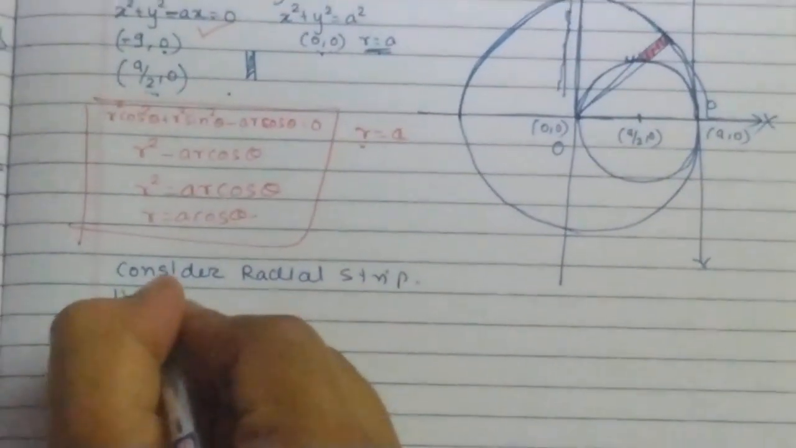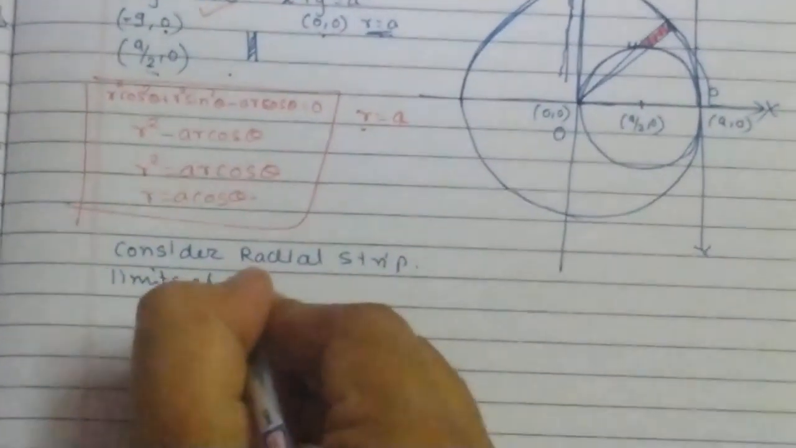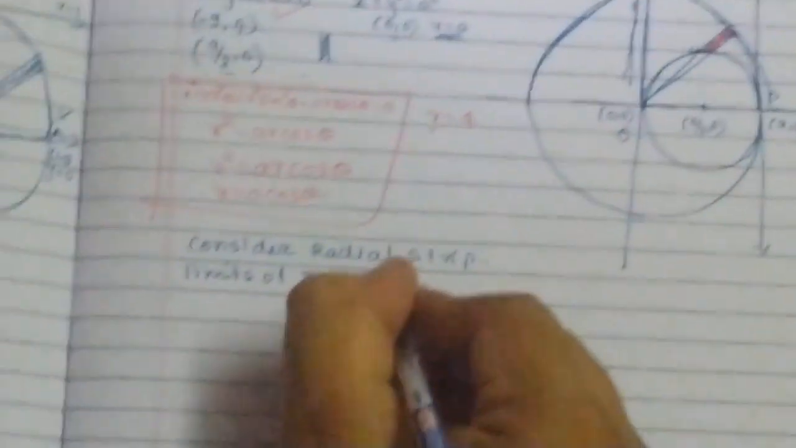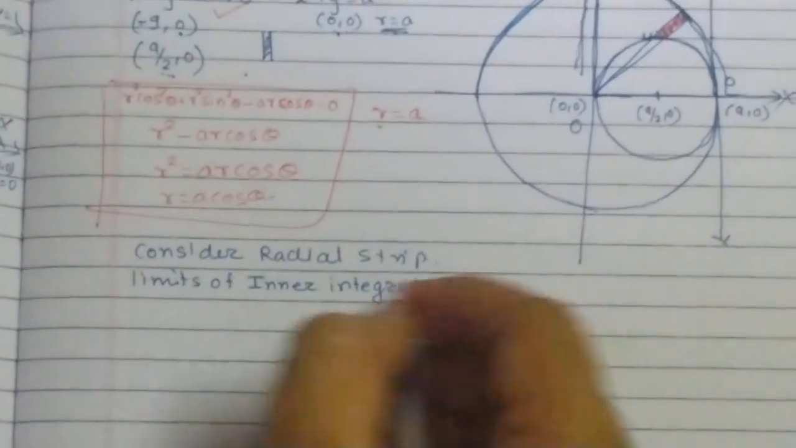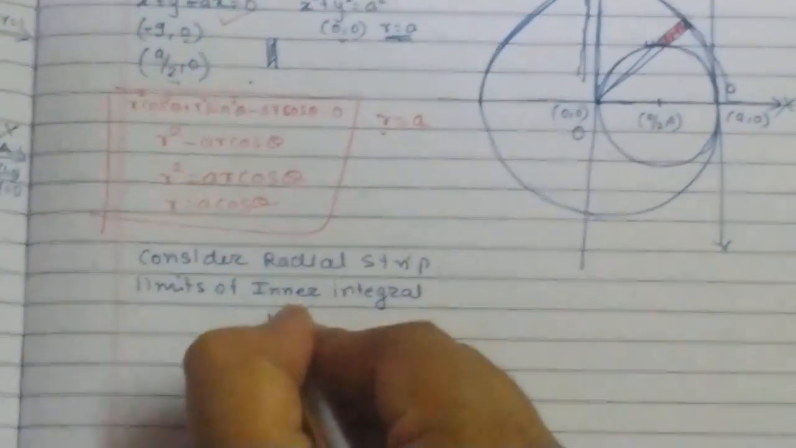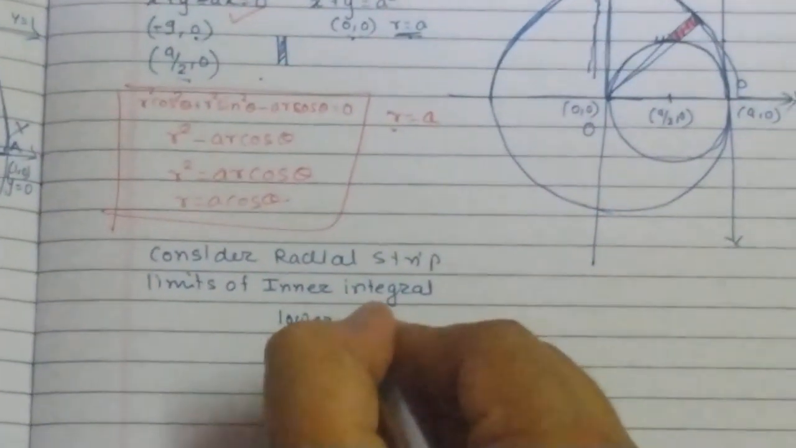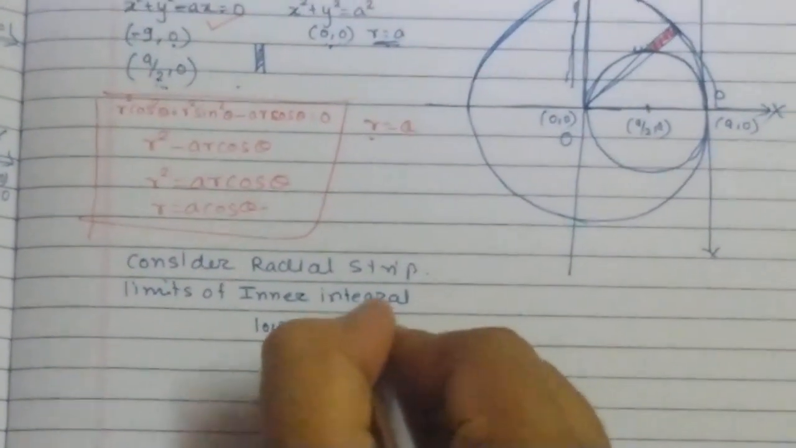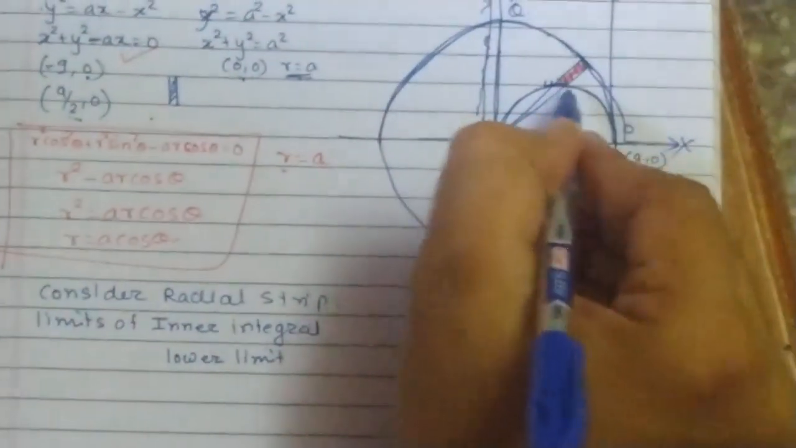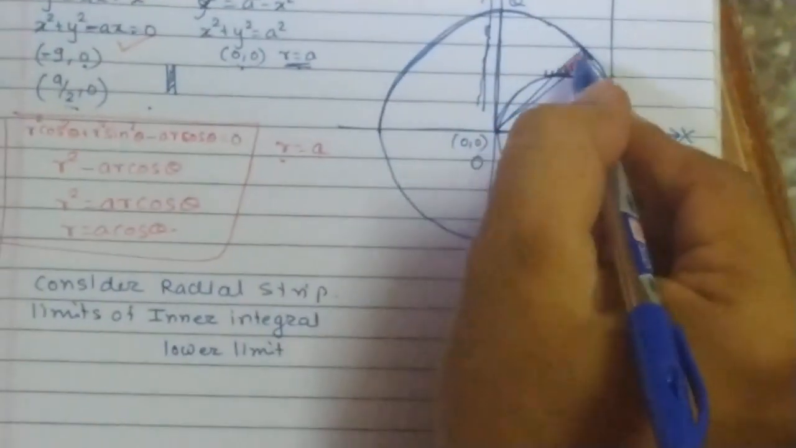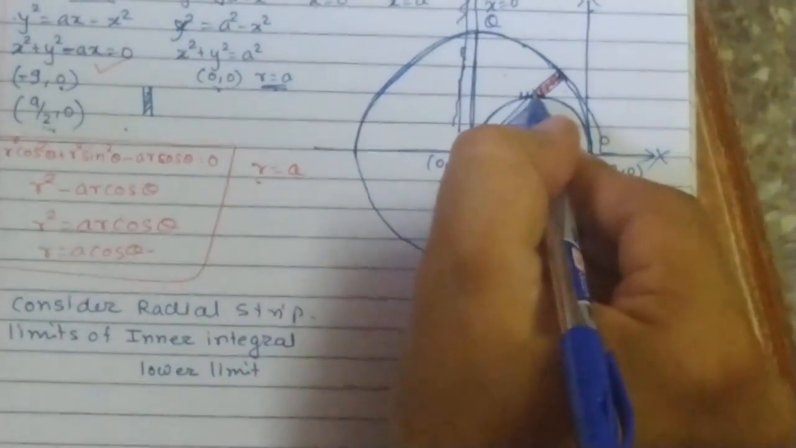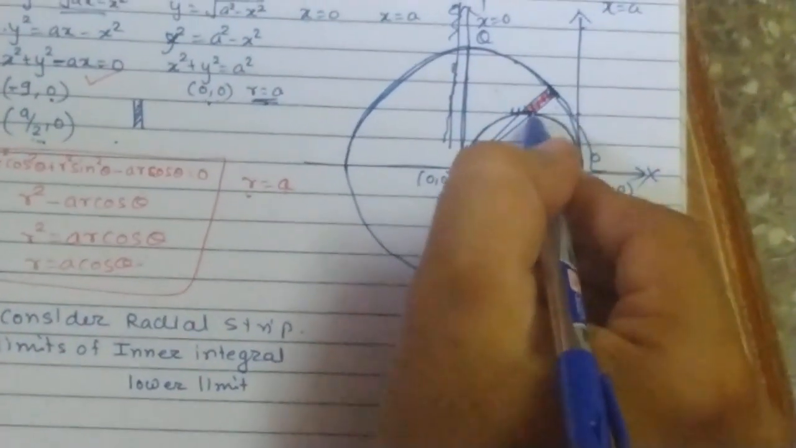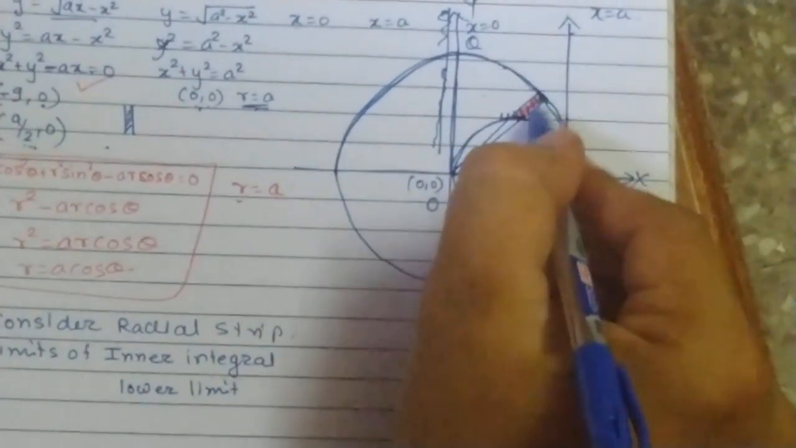Now, limits of inner integral. Working out the limits of the inner integral means we require the lower and the upper end of the strip. So first, the lower limit. Though your strip is of this length, only this portion is coming inside the region. Hence to decide the lower end and upper end, we will think of this part of the strip.